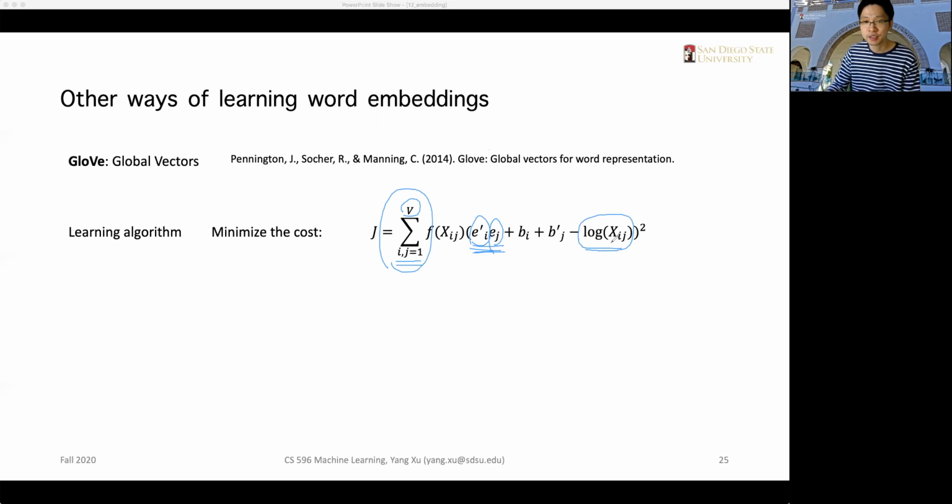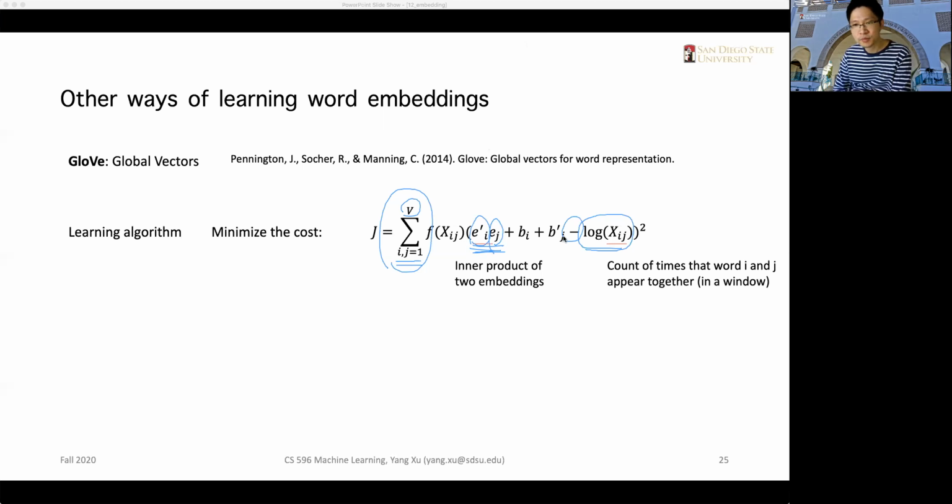Okay, so basically we want to minimize the cost function, but this dot product is accompanied by a quite strange term, which is the logarithm of xij. Here, xij is the count of times that word i and j appear together. And there's a negative symbol before it. Because we want to minimize the cost J, the negative term means that we want to maximize xij, the count of times that word i and j appear together.